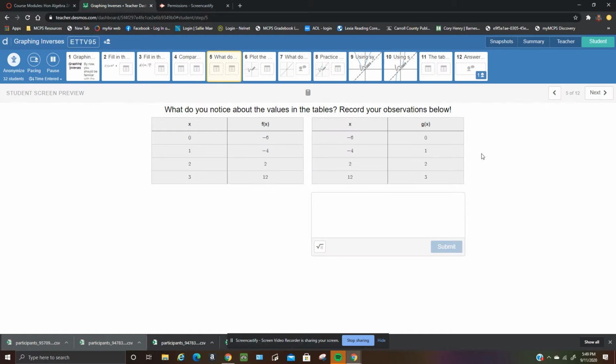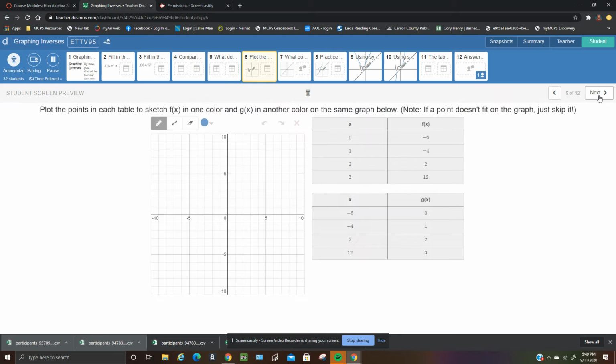And then on slide 5, what do you notice about the values in the table? Record your observation below. The inputs and outputs are swapped. So here the input is 0, the output is negative 6. Then over here, the input is negative 6, the output is 0.